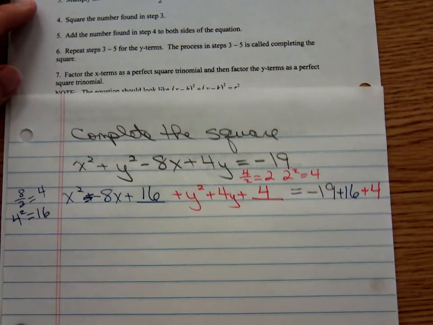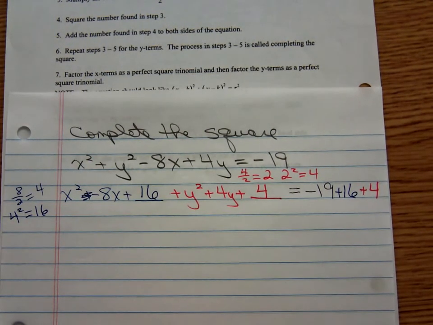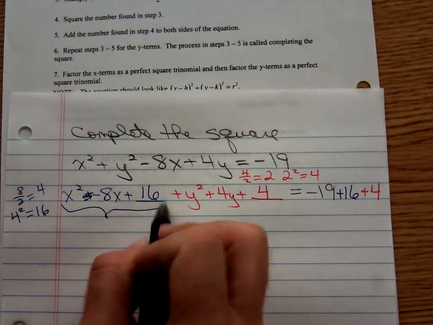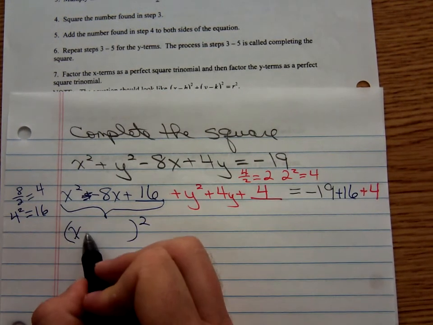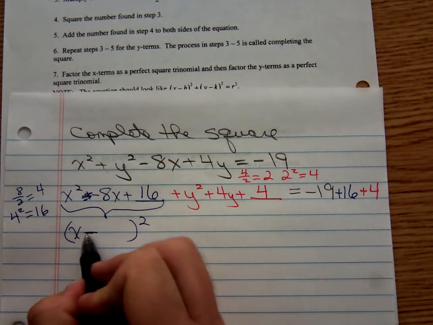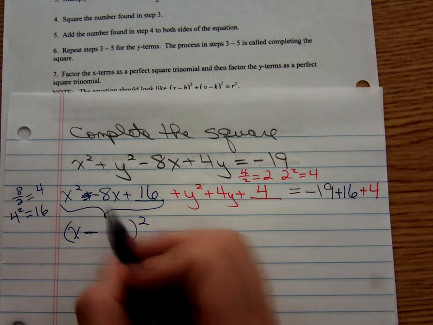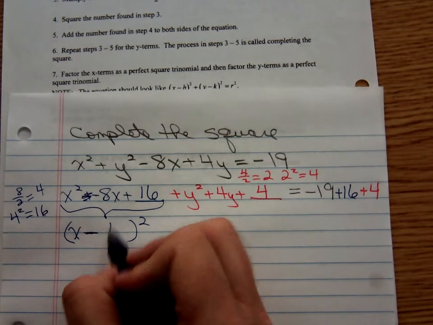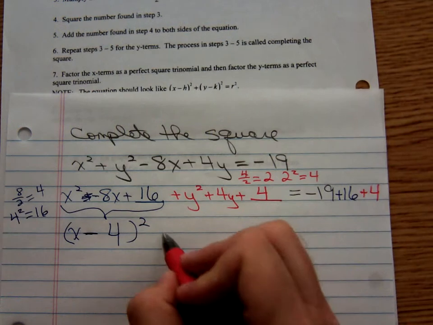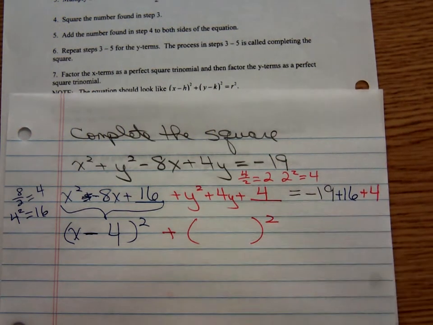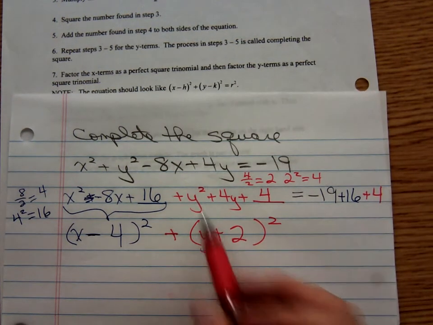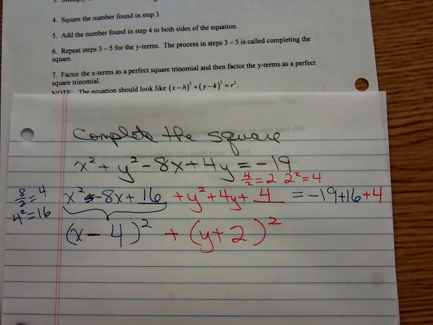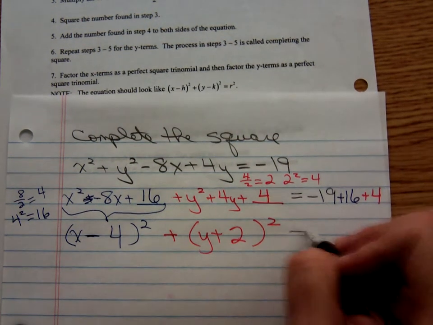Next step, we have to factor the x and y terms as perfect square trinomials, and they factor very nicely. The x terms are going to factor as variable x, sign, negative, that minus sign right there, half of that number, 4, quantity squared. Plus, now let's do the same thing for the y's: y plus 2. Variable, sign, half this number. You're getting the hang of this better than most people do.